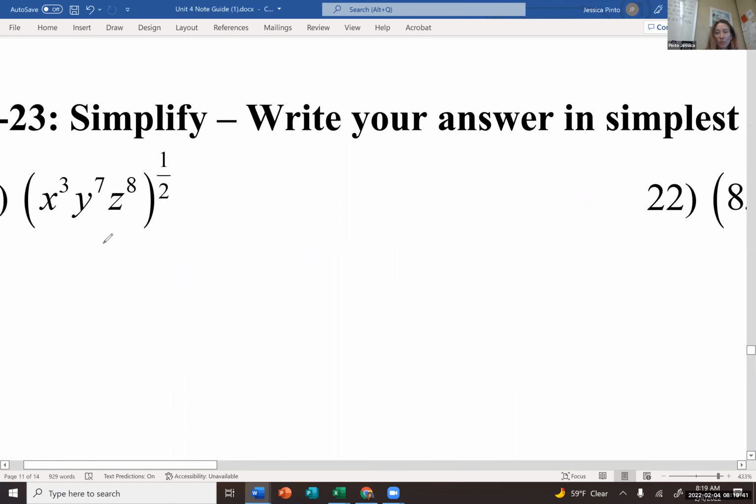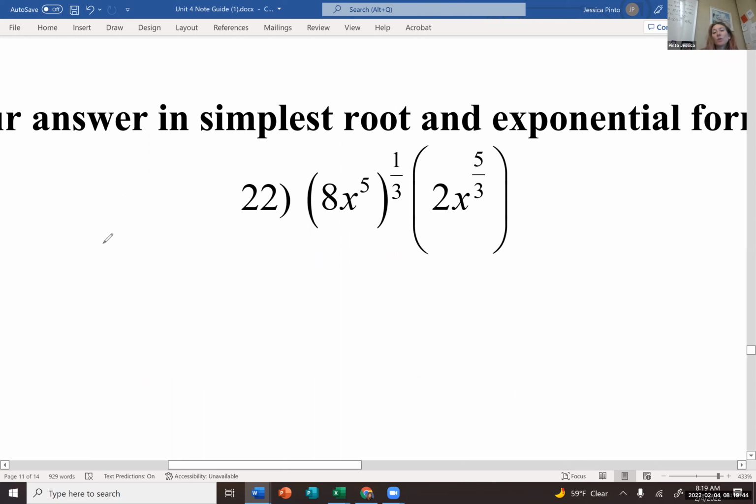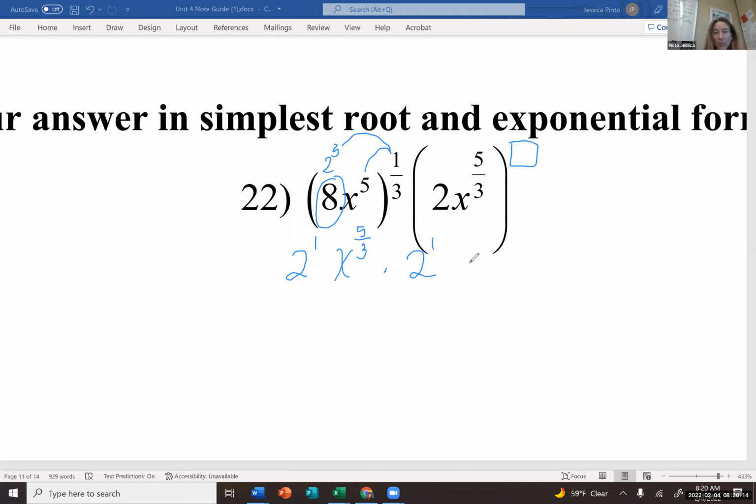Looking at 22. Oh, cool. So we've got a combination of skills to do here. Looking at this first one, we are going to evaluate by distributing, but I'm thinking 8 is 2 to the 3rd power. So when I distribute the 1/3 there, that's going to just become 2 to the 1st power. I'm going to have x to the 5 over 3. And then this 2 doesn't have any special exponents out here, so nothing is happening to it. It's also going to be times 2 to the 1st power and x to the 5 over 3.